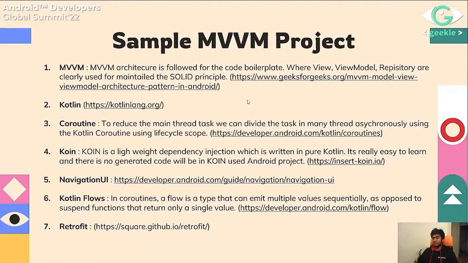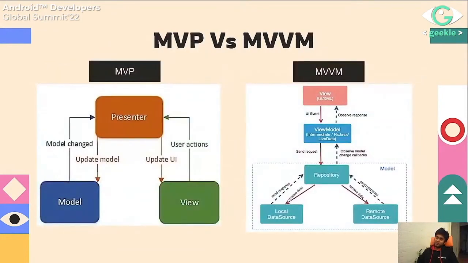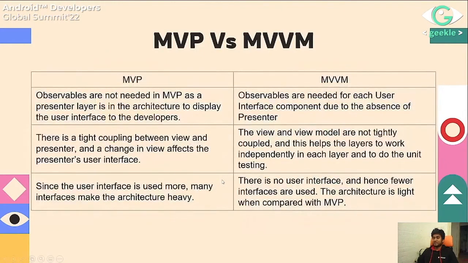Now I am going to share some comparison between MVP and MVVM. MVP is another popular Android development architecture which denotes model view presenter. Model contains the business logic and presenter communicates with models and updates the UI, and also updates the model. Basically, in MVP, presenter and view are tightly coupled. Here is some basic difference between MVP and MVVM.